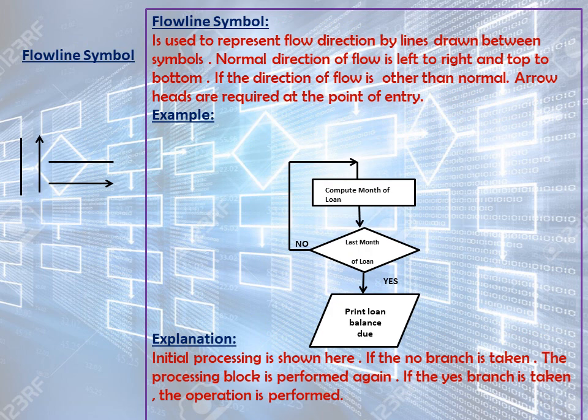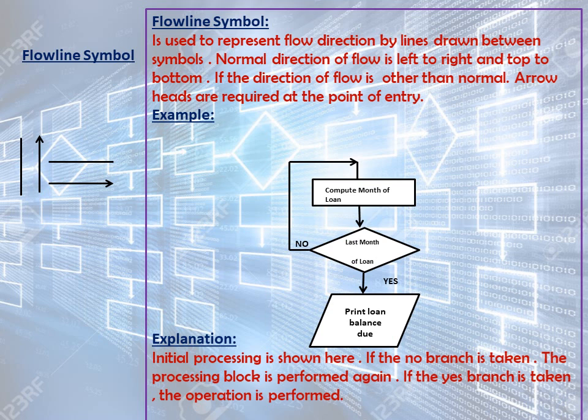Now we'll see the flow line symbols. As the name suggests, flow lines show the flow of the symbols by using lines. It is used to represent flow direction by lines drawn between two symbols. Normal direction of flow is left to right and top to bottom. That is the normal, but depending on the situation it changes.